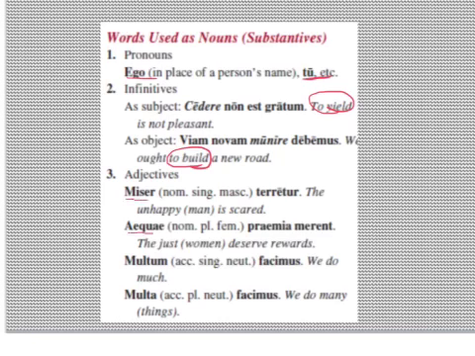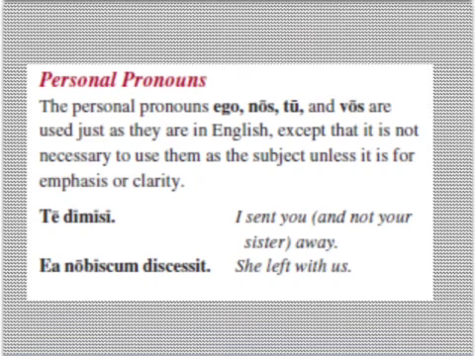So miser can just mean the unhappy, or the unhappy man is implied. Aequae would be the just women, or just the just. Multum is much, or much of a thing, and multa could be many things. And so the things, man and woman, are all implied. The pronoun or the noun that you use will come from the gender and the number.